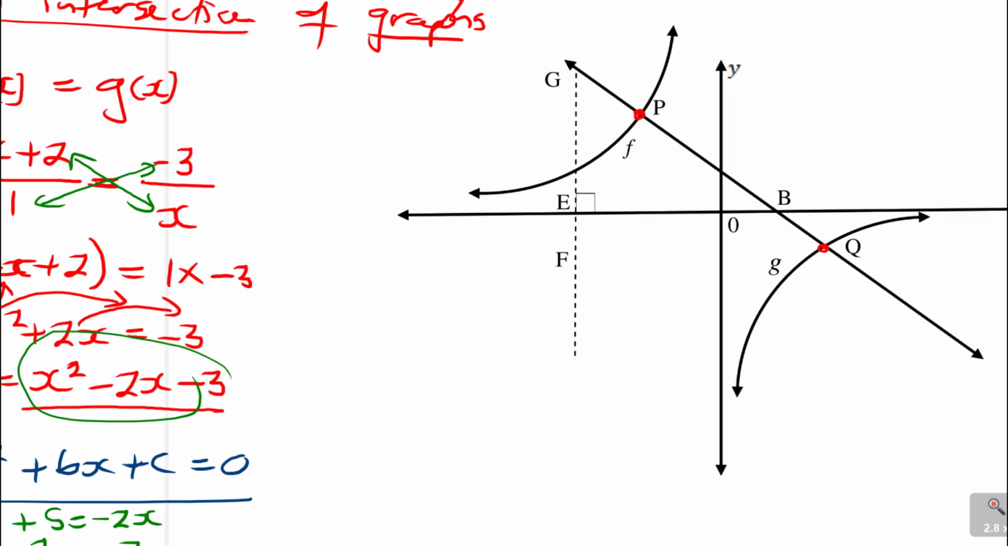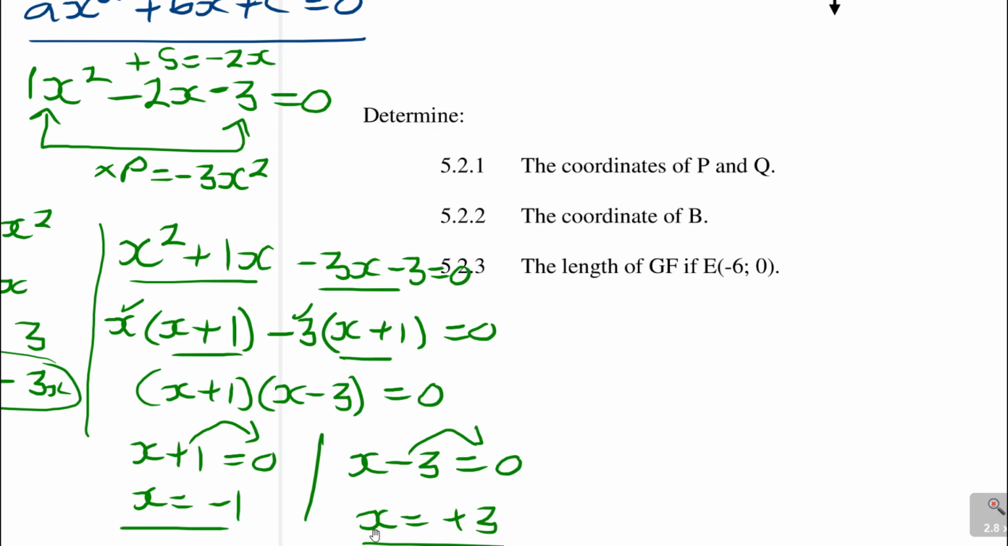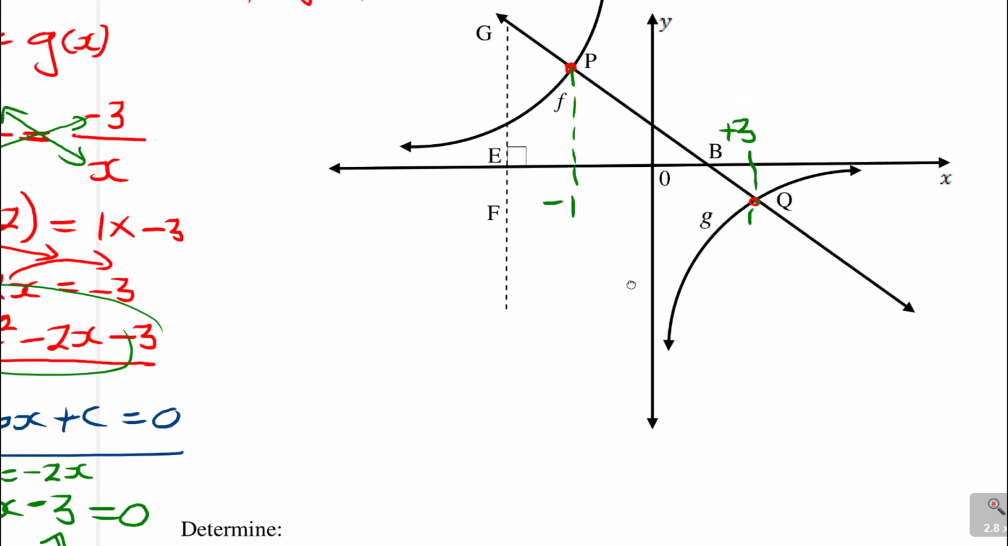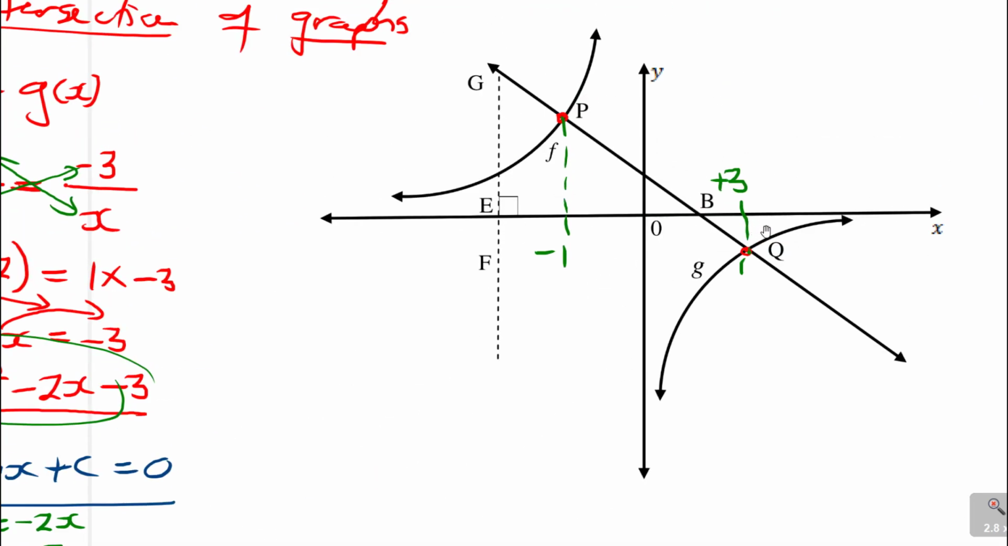So you can tell which one is which. If you go down here, it's on the negative side, that's your minus 1. If you go up there, that's your positive 3, because you cannot have a positive 3 on the negative side. Remember, x is negative 1, x is positive 3. So that is that. That's why it's 6 marks. But they said coordinates, and coordinates must have x and y.